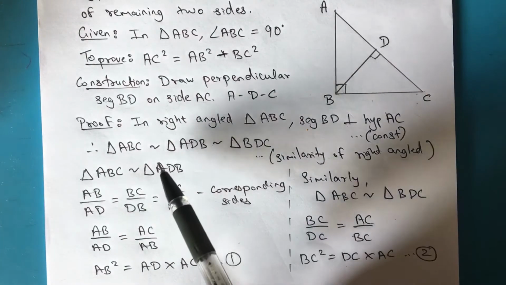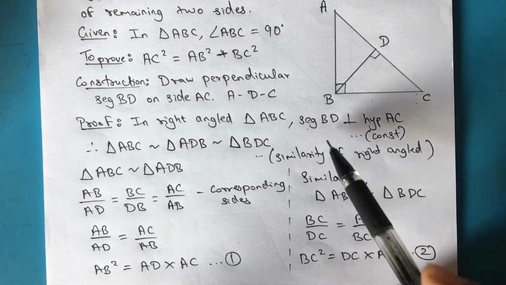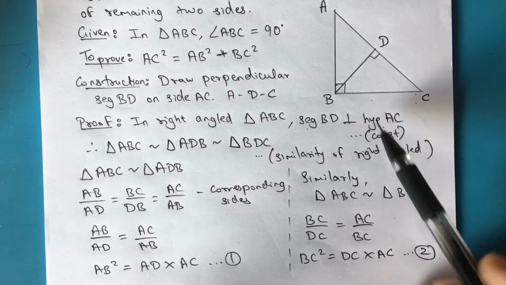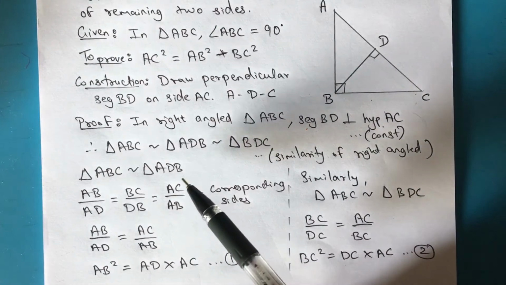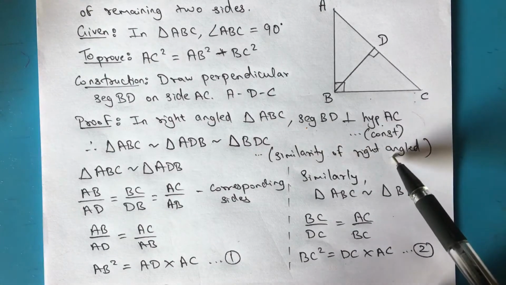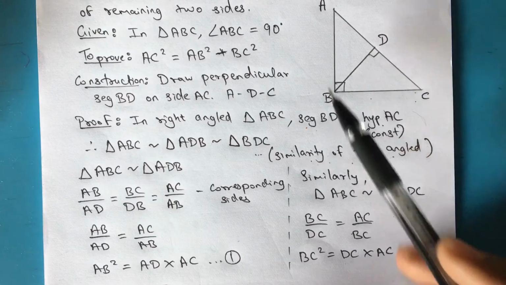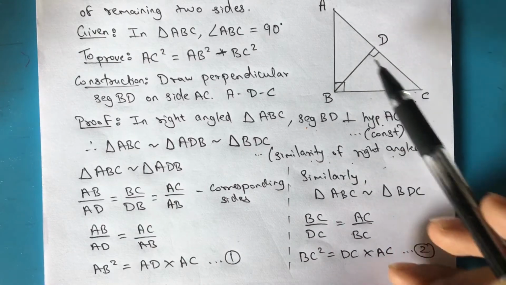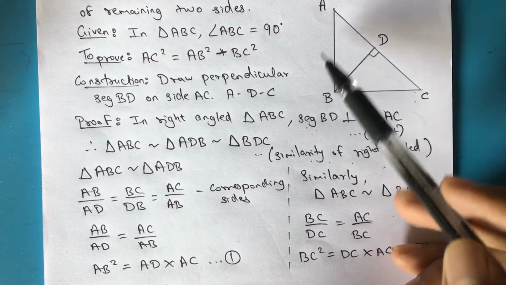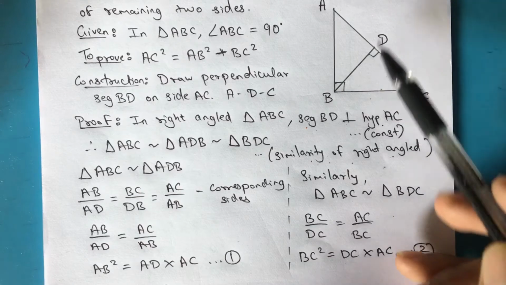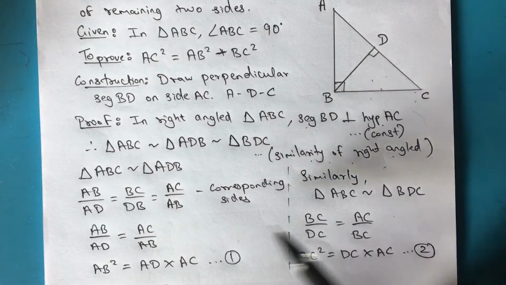First, in right angle triangle ABC, BD is perpendicular to AC. By construction we have shown that BD is perpendicular to AC. So therefore, from similarity of right angle triangles, this is another theorem you will see, triangle ABC is similar to both the right angle triangles formed here, ADB and BDC. So ABC is similar to ADB and also BDC. Both we will take individually.